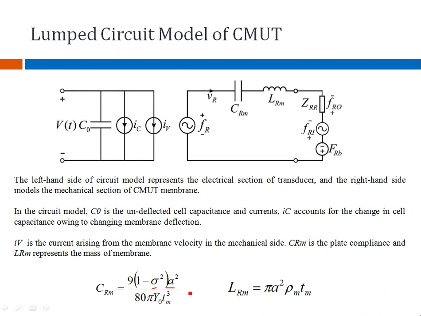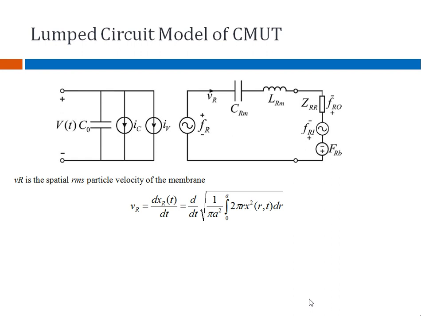So we have a linear compliance, and you can say that the membrane obeys Hooke's law. Compliance is the inverse of the spring constant. LRM again is the mass of the membrane, which stays preserved in the model, and that is represented by pi a squared rho m tm. Rho m is the density of the membrane material, and tm is the thickness of the membrane. It stays constant.